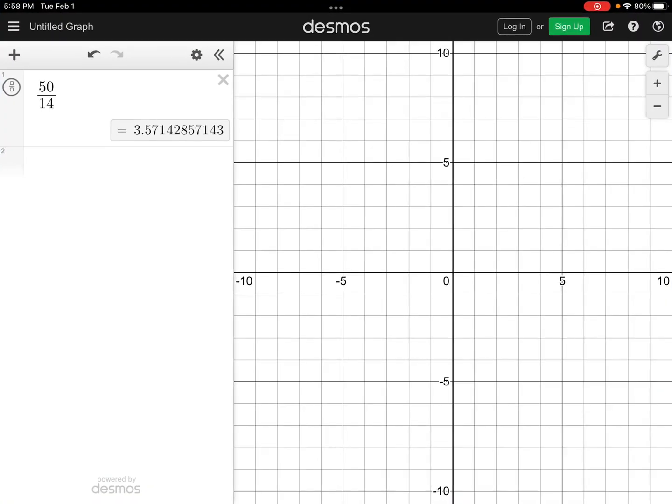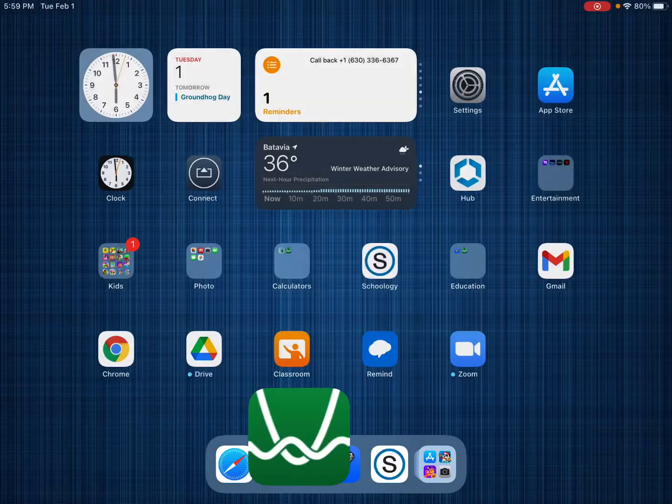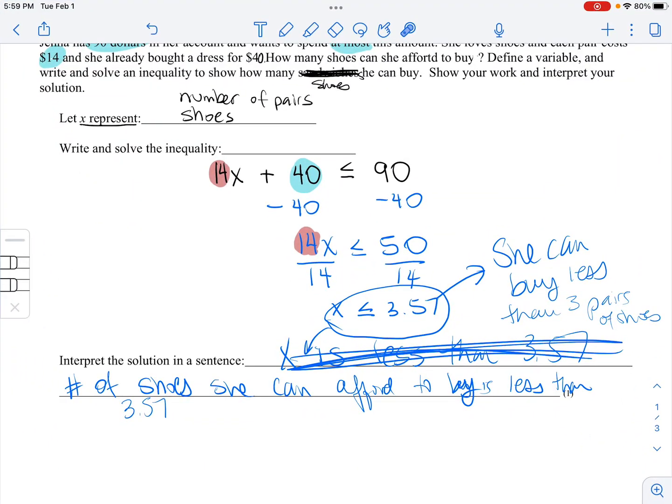Let me just show you. Each pair is worth 14. So if she buys 4 pairs, that's $56 plus the $40 for the dress. See? If she buys 4 pairs of shoes, she's over her limit. So up to 3 pairs of shoes. All right, hope that helps.